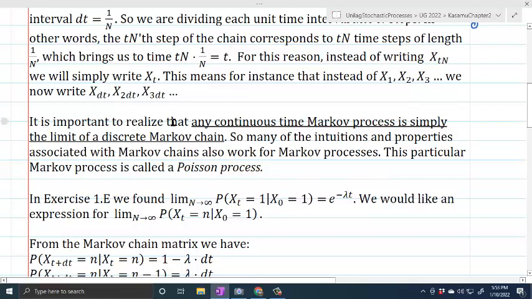It is important to realize that any continuous time Markov process is the limit of a discrete Markov chain, where you take many steps and each step is a small time with small transitions. So many of the ideas associated with Markov chains also work for Markov processes. This particular Markov process that we've defined above is called a Poisson process. Now, I will continue this in the next video.